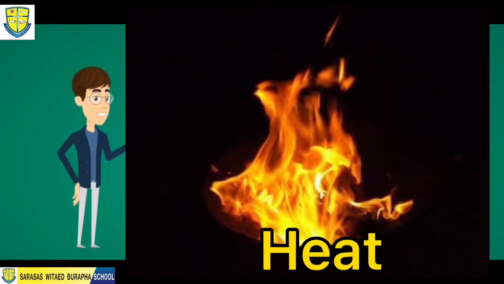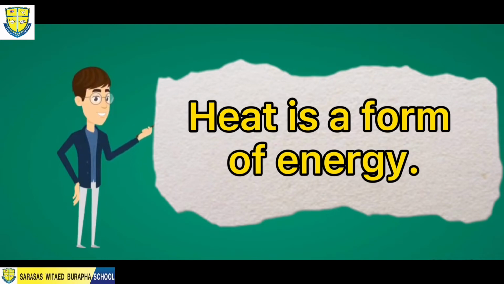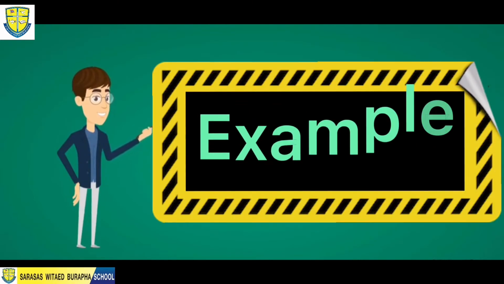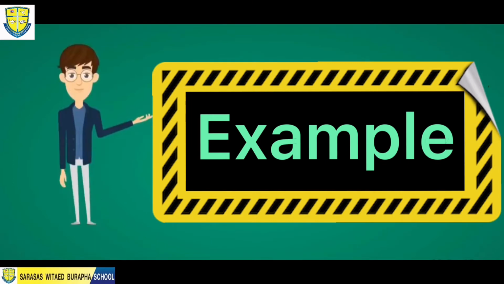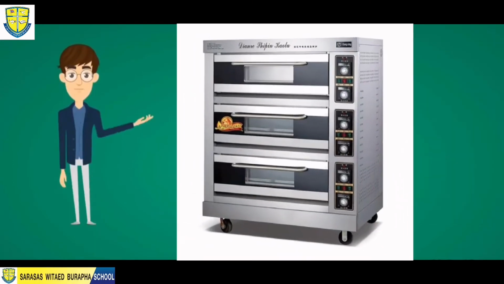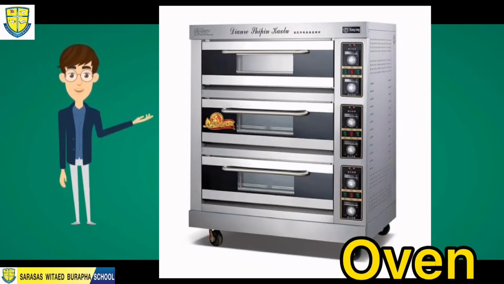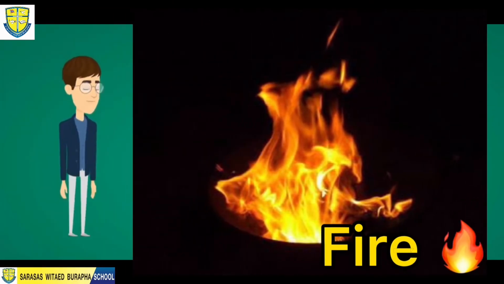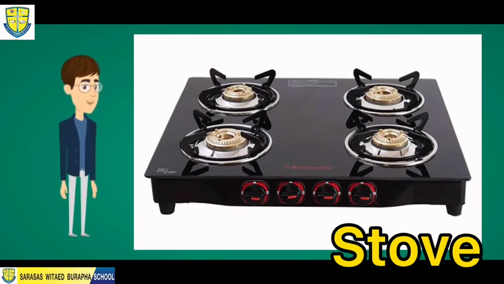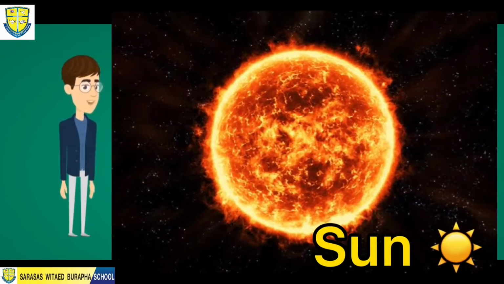Next will be heat. Heat is a form of energy. Here are some examples of things that emit heat. Just like your oven, fire, stove, and even the sun.